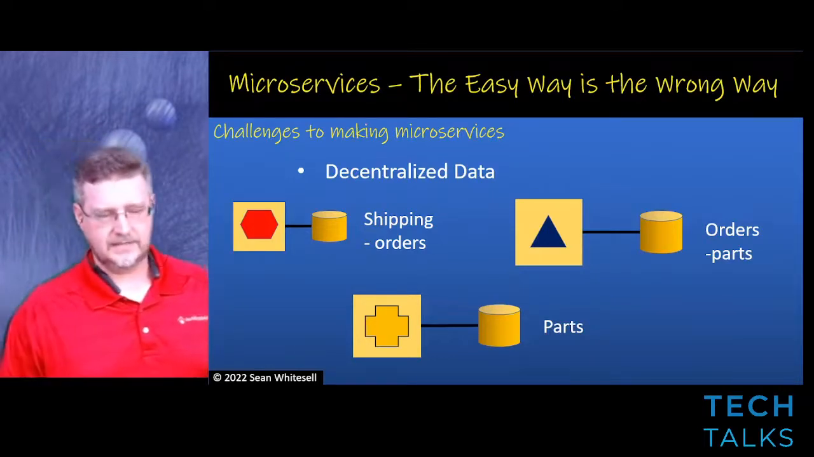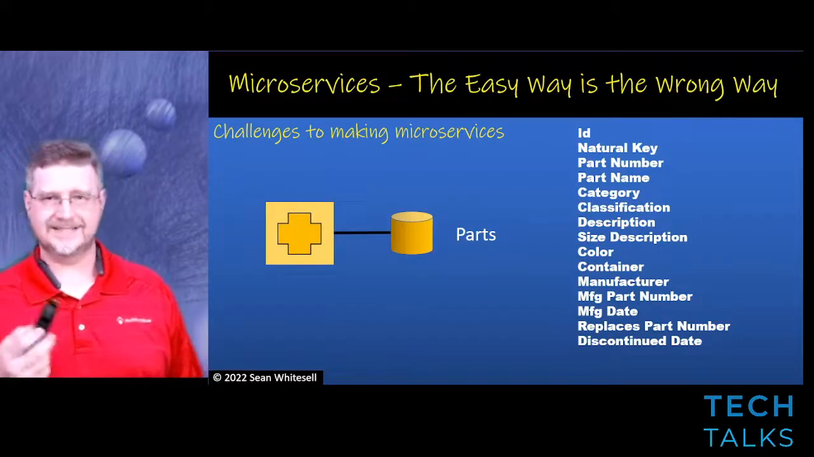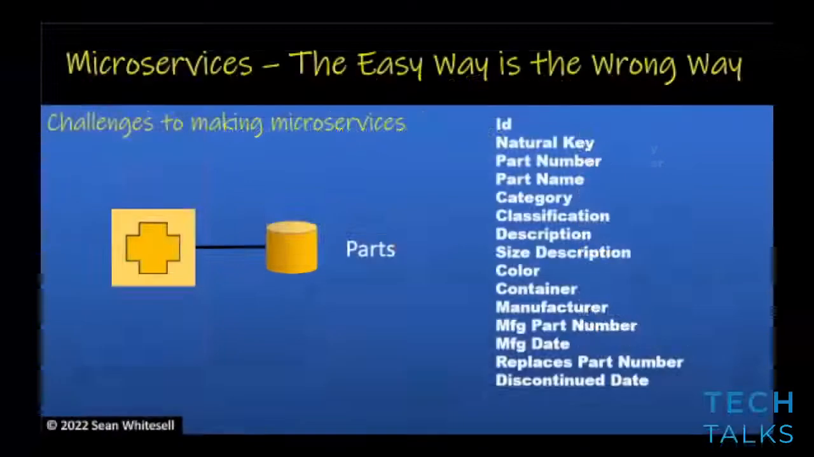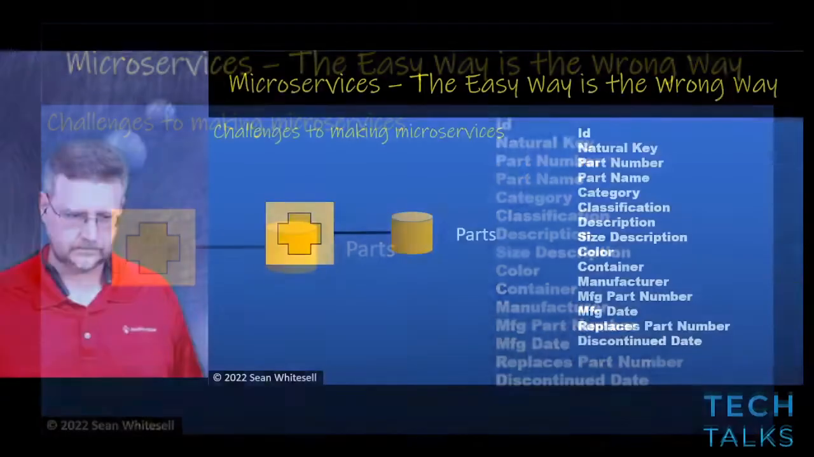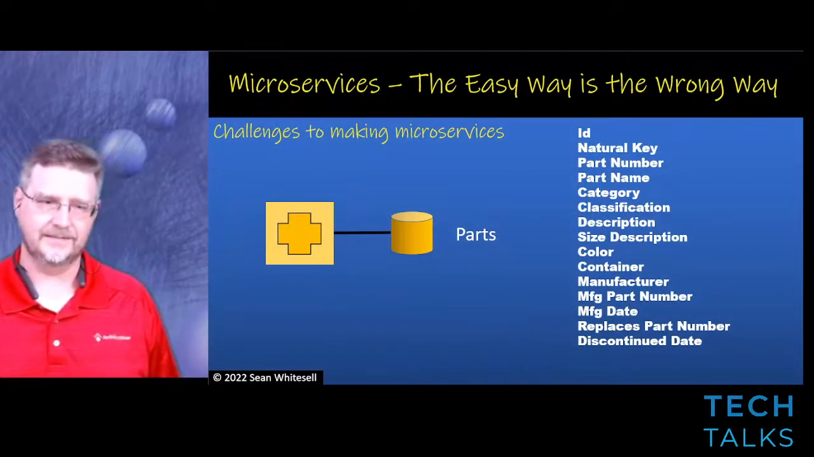So if we dig in a little bit to that parts database, and we look at the kind of data that's stored with that single source of truth about parts, you've got an ID, a natural key, all this other parts details that describe the part, etc. Even down to the manufacturer, when was it created, what's the manufacturer's part number, is there a discontinuation, what was it replaced by, etc. Well, we don't need to duplicate all that data.